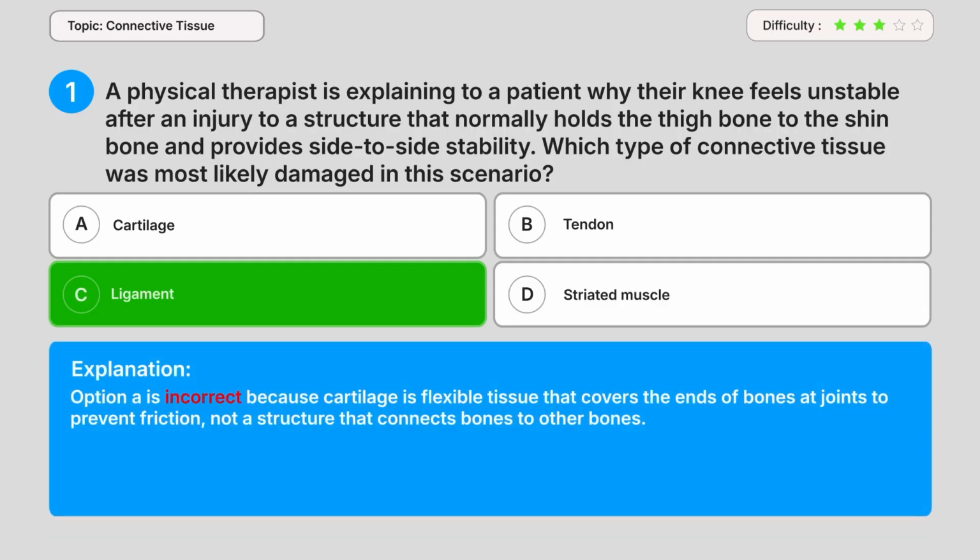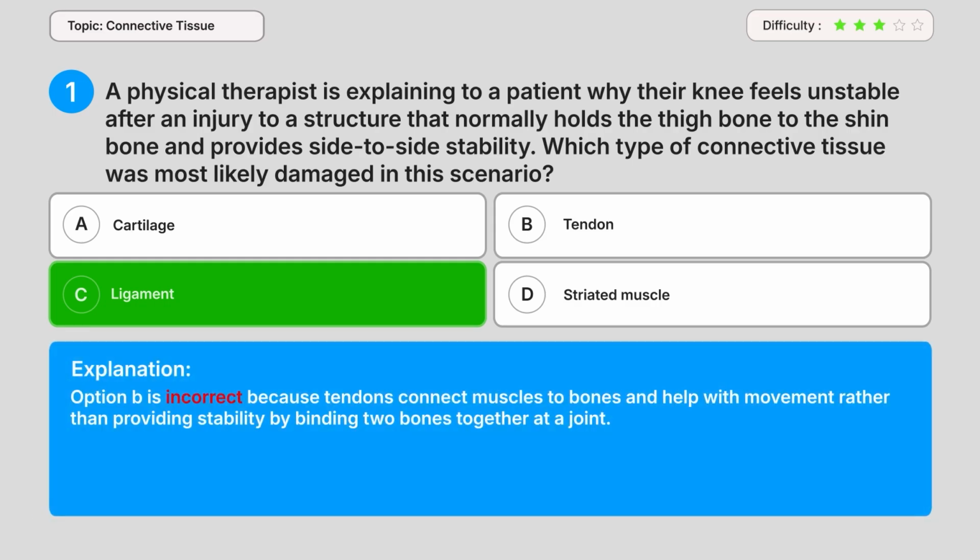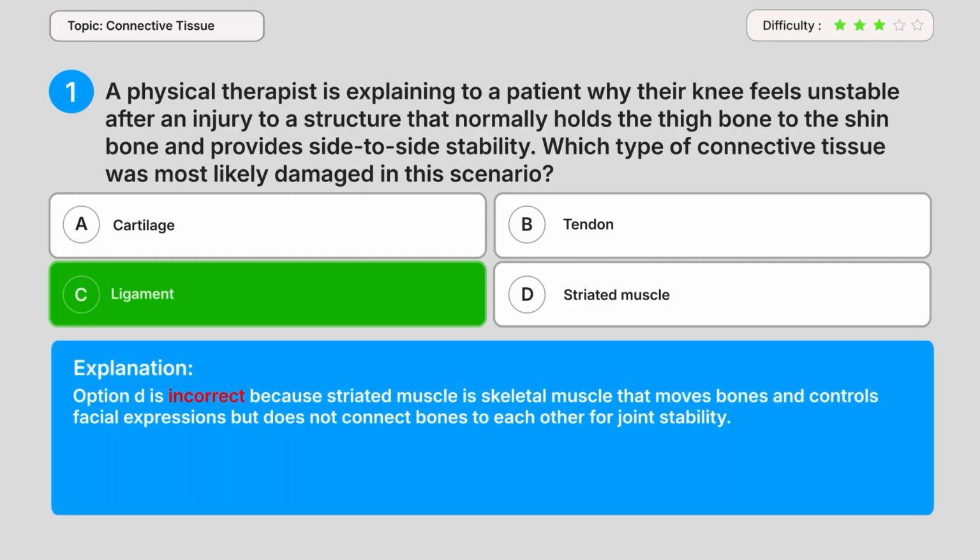Option A is incorrect because cartilage is flexible tissue that covers the ends of bones at joints to prevent friction, not a structure that connects bones to other bones. Option B is incorrect because tendons connect muscles to bones and help with movement rather than providing stability by binding two bones together at a joint. Option D is incorrect because striated muscle is skeletal muscle that moves bones and controls facial expressions, but does not connect bones to each other for joint stability.